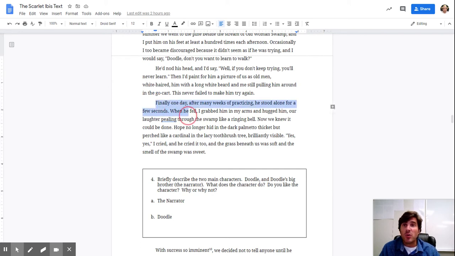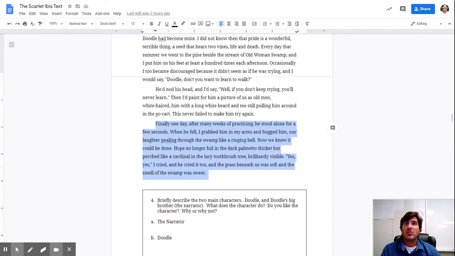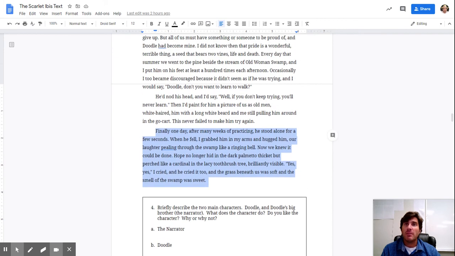This is such a beautiful paragraph. As a father, I love it. As a reader, I love it. It's just really sweet. Our narrator has been helping Doodle learn to walk. And it's been failure after failure after failure. And suddenly it's successful. And our narrator and Doodle are right there and they can hug each other and they're so happy. And so here's this idea of pride, right?